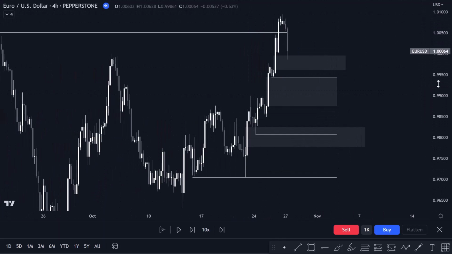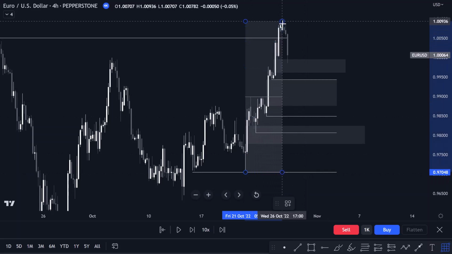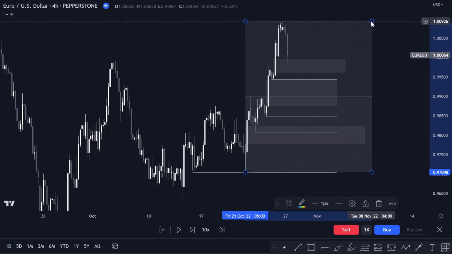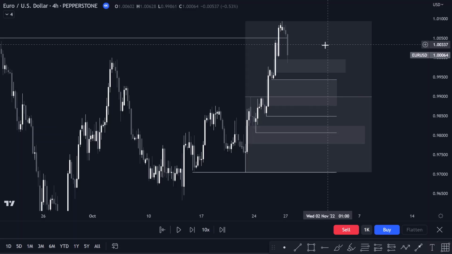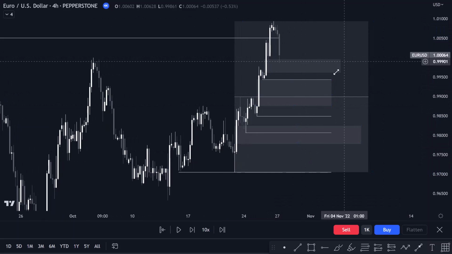One more thing, and this is the fourth and last step, is to use the premium and discount. So let's say for this leg from here to here, this is the 50% level. Above the 50% level is premium, below is discount. So above I can go short but not long. Below I can go long but not short. So this is the filtering thing.